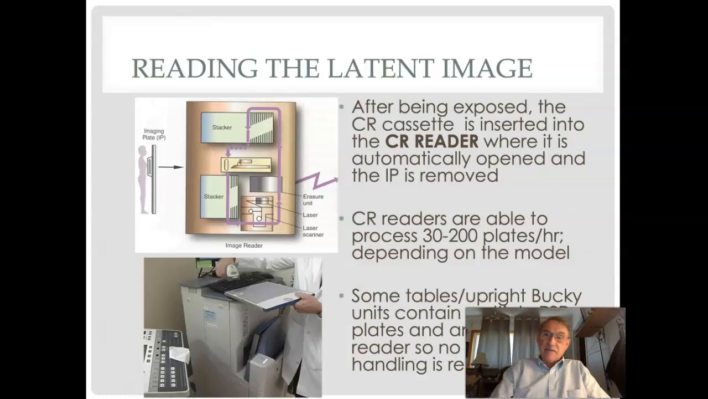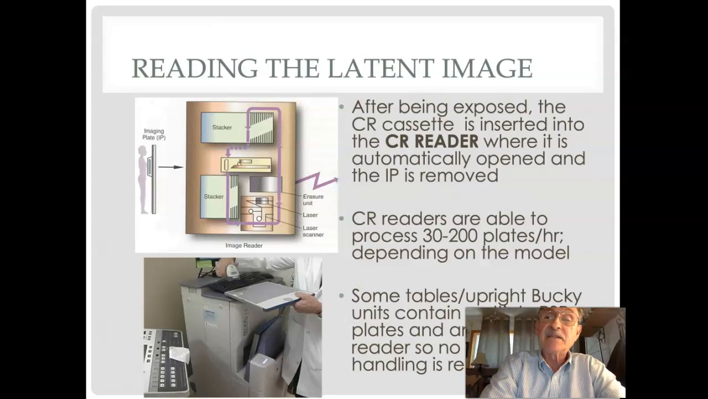Reading the latent image. After being exposed, the CR cassette is inserted into the CR reader. Those are those great big machines. Sometimes you can only put 1 image plate in. Sometimes you can put 4 or 5 image plates in. Okay, and there's an example of one type of image plate reader on the bottom of this illustration.